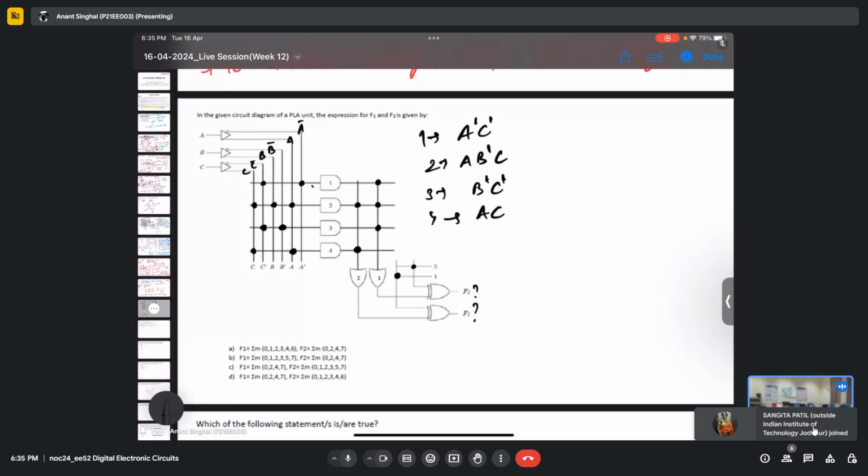So this is B, not B complement. Is this step clear? Okay. So now we have the OR gates. Now I'll write the 1 and 2 of the OR gates here. So it is 2 plus 4. So it is ABC plus AC.